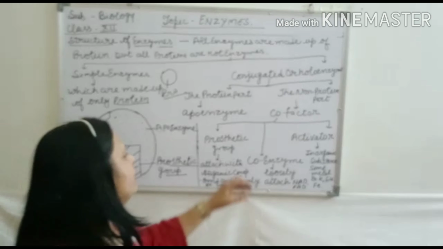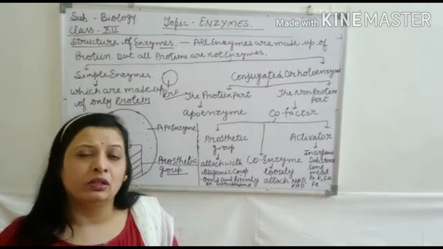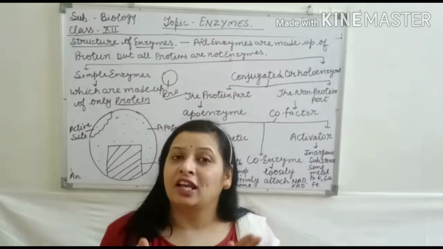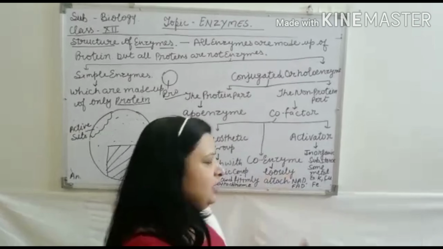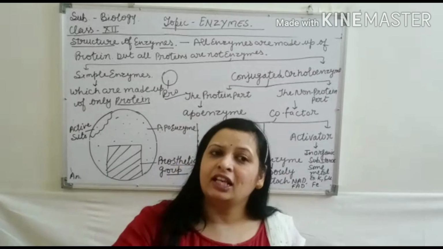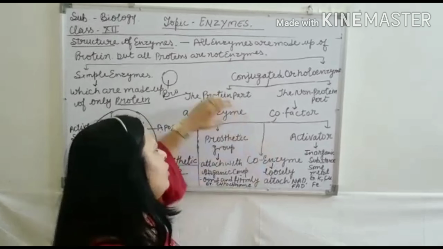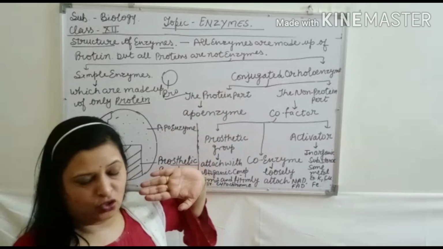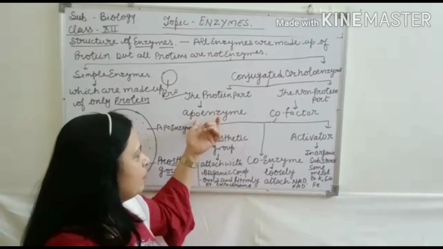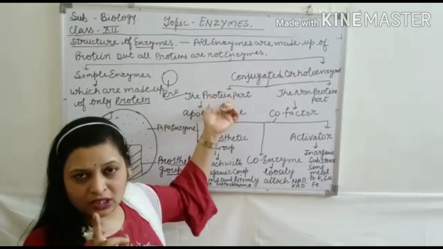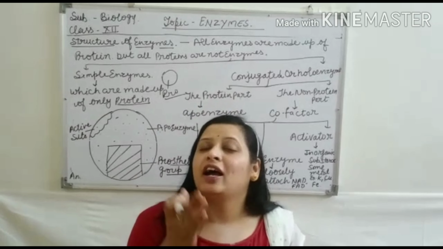Second is coenzyme. It is also an organic compound, but it is not attached firmly. It is attached with the apoenzyme loosely, and we can easily detach this part from the apoenzyme. The coenzyme is loosely attached with the apoenzyme, or protein part. Some examples are NAD, FAD, and ATP.